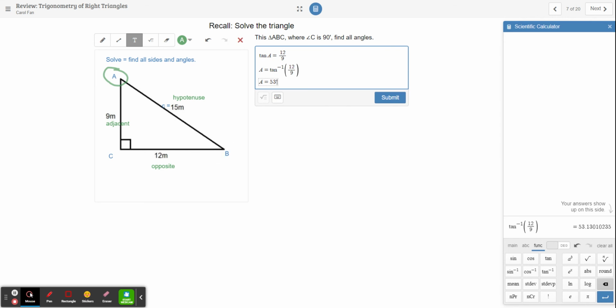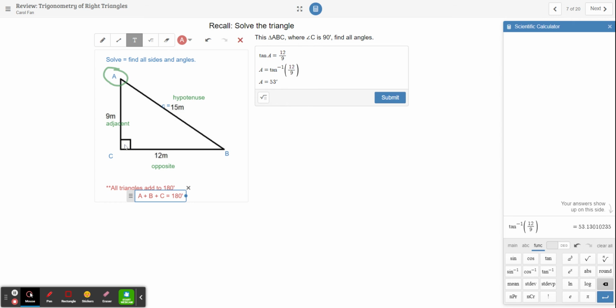Now to find angle B, I could go through and use a trig ratio as well, but I also know that a triangle always adds to 180 degrees. So since I know that, I could use that to go backwards. So let me just note this. All triangles add to 180 degrees. So that means if I took angle A plus angle B plus angle C, this has to equal 180.